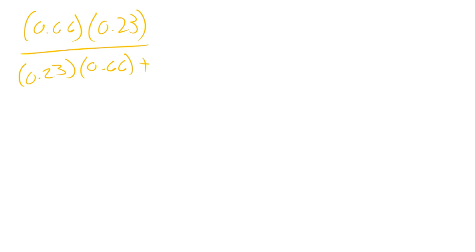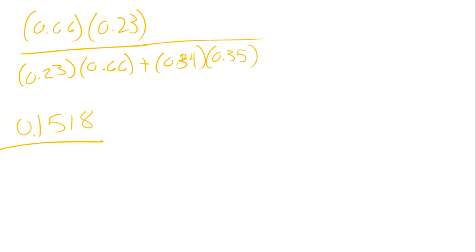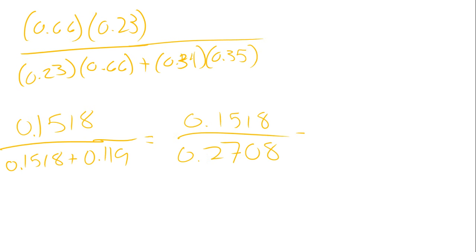And then from there, we would multiply those together. So 0.66 times 0.23 divided by 0.23 times 0.66 plus 0.34 times 0.35, and you would multiply those together and you would get 0.1518 for the top, all over 0.1518 plus 0.119, and then that gets us 0.1518 all over 0.2708, and that gets us our answer of approximately 0.56.